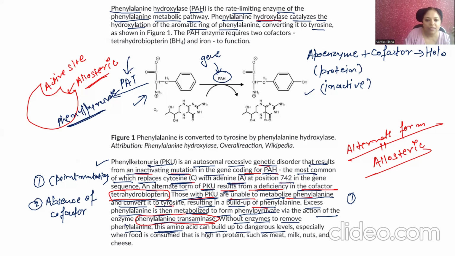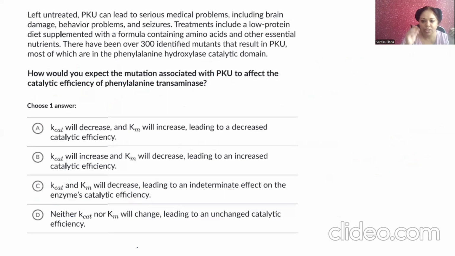But if this is also not working, then definitely no one can help you in decreasing the concentration of phenylalanine, or basically you will increase the concentration of phenylalanine. So especially when foods high in protein are consumed, such as meat, milk, nuts, and cheese, right? These foods need to be avoided if you are deficient in this enzyme or both of the enzymes.